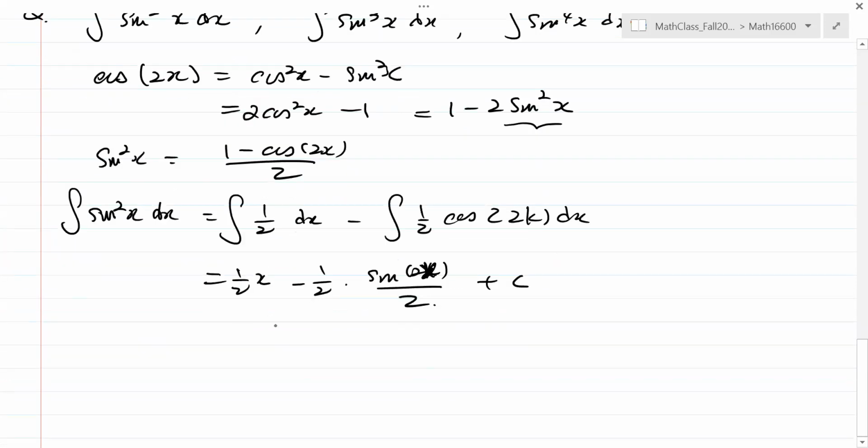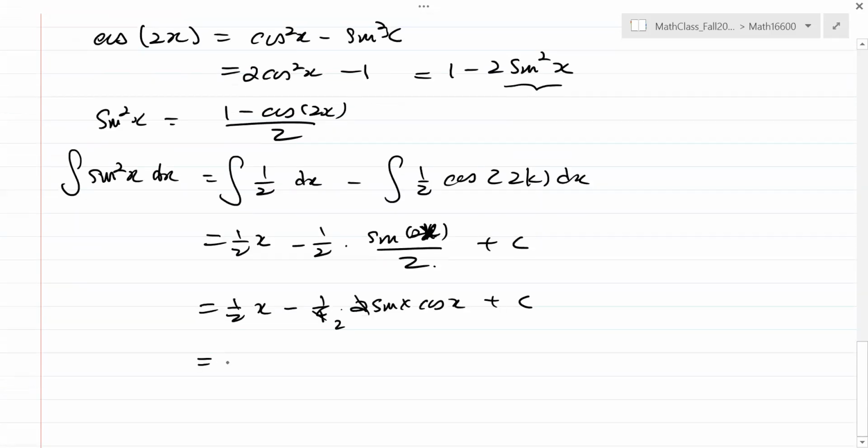You can simplify a little bit. Some students prefer to write a quarter, and sine 2x is also 2 sine x cosine x, plus c. So you cancel it out and you will get 1/2 x minus 1/2 sine x cosine x plus c. You were asking me what is the right answer. Well, either of them is fine. You can keep sine 2x, or you can also keep sine x cosine x. So the final form of the expressions will possibly be different, and different students may give me different answers.